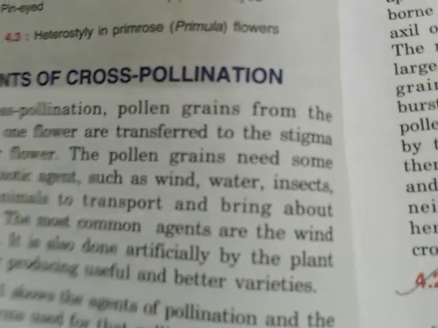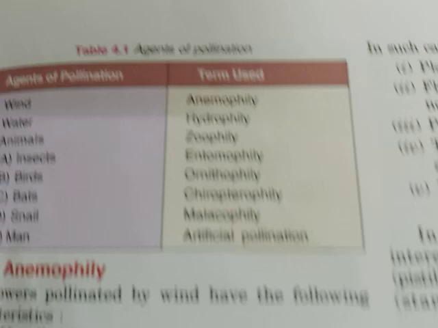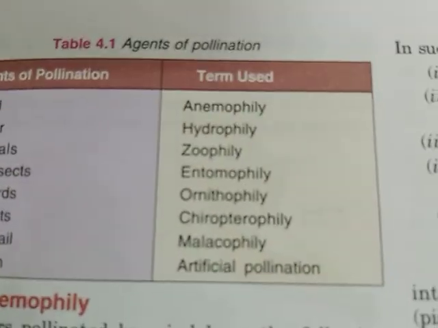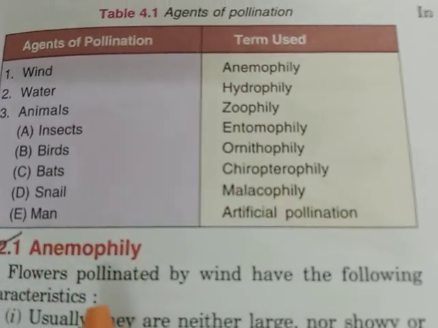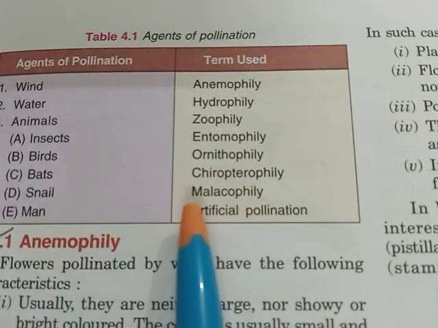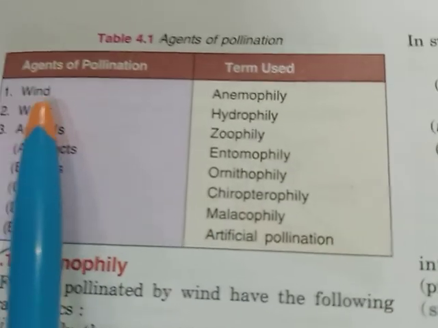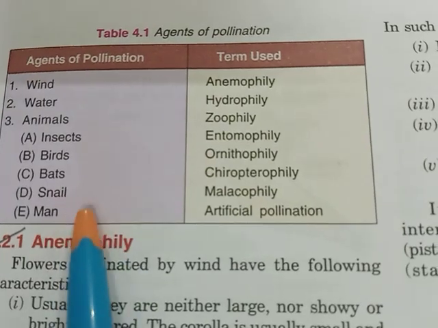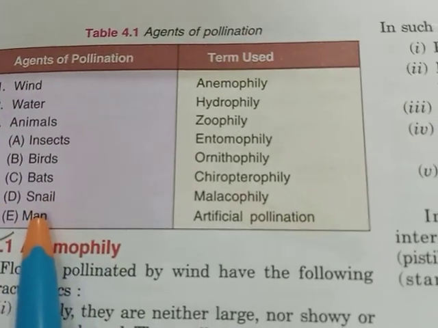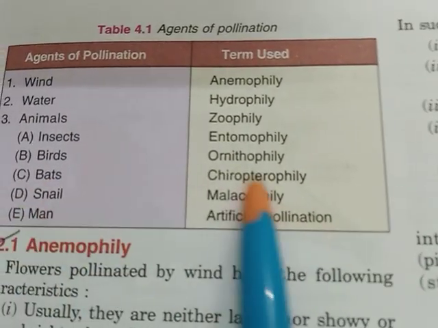Now, see this table here, the agents of pollination. In this table, we will study the technical terms used for pollination. See here, this table is very important, children, and you have to study this. These are the agents of pollination, and these are the terms which are used for these different types of pollination.